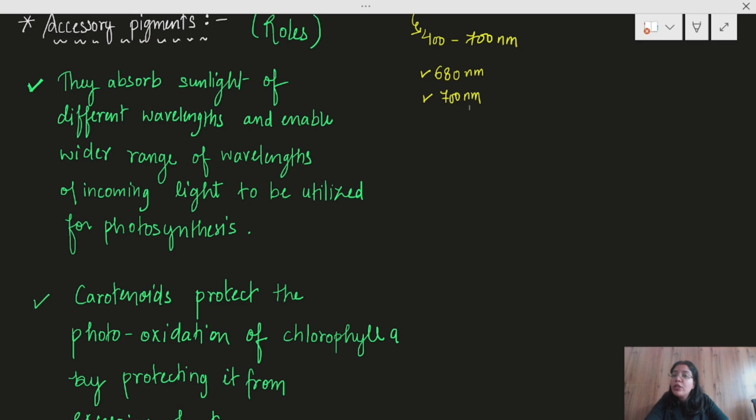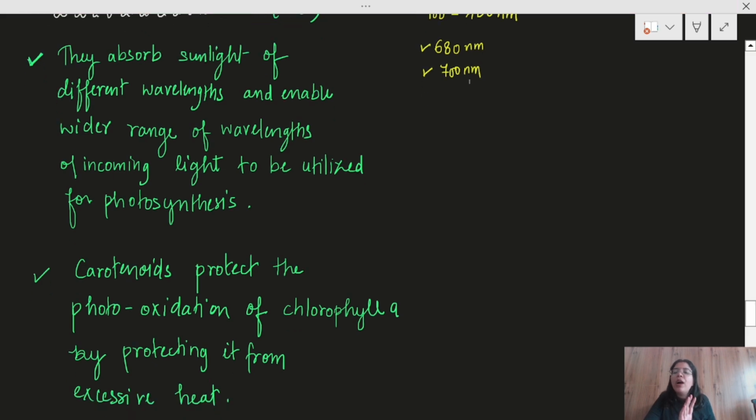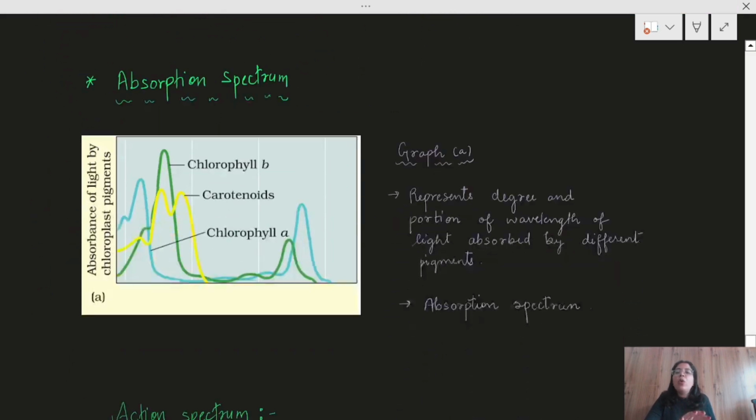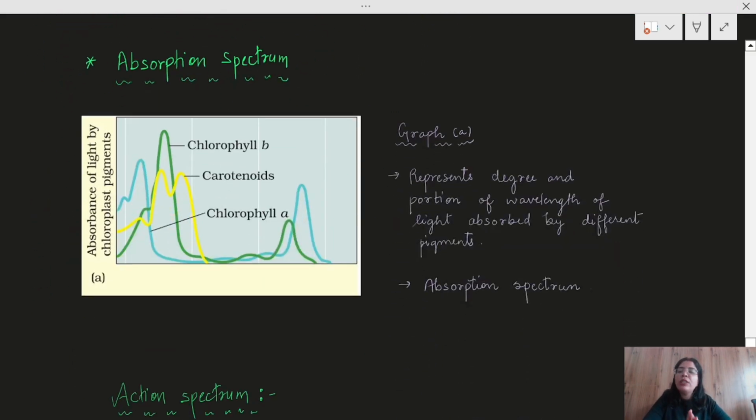Another thing, by doing so, they are helping in maintaining the integrity and the structure of chlorophyll A and avoiding the problem of photo-oxidation, right? That's why they are called shield pigments, shielding the chlorophyll A, because that's the main reaction center pigment. Understood? Okay. Now, very quickly we will read about these graphs also.